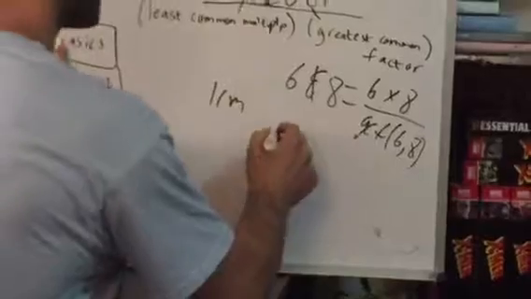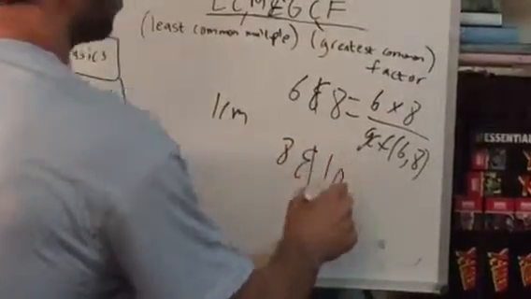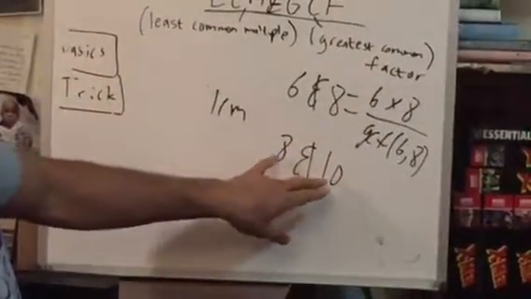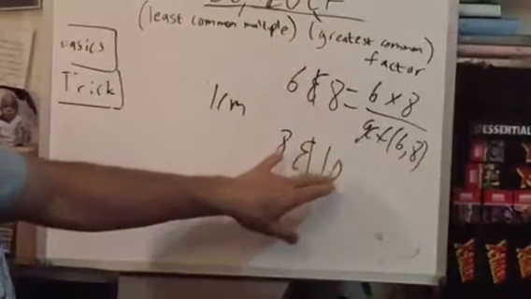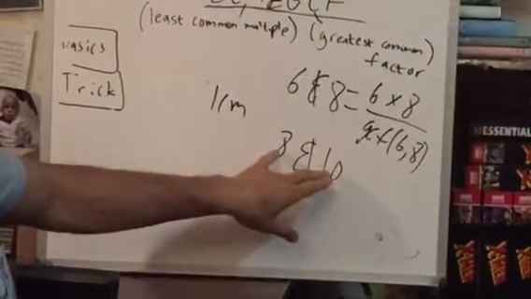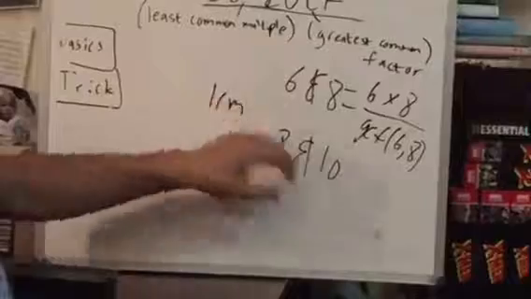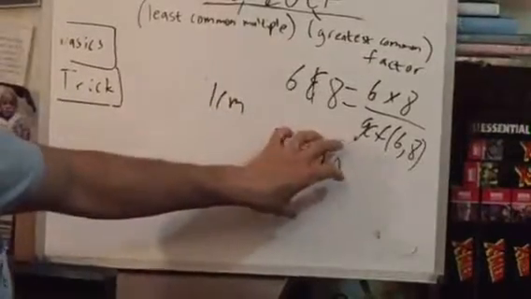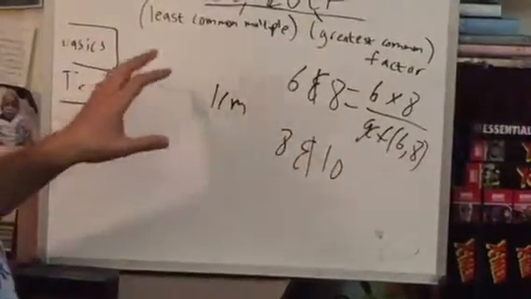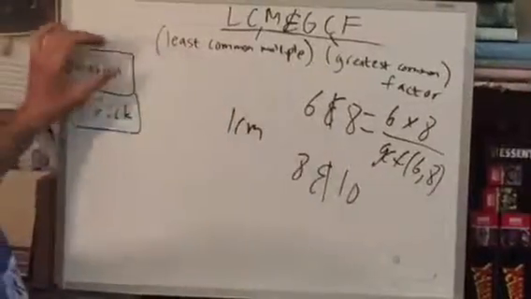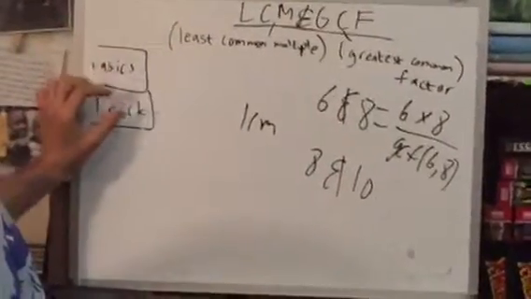So let's say you want to try this on 8 and 10. If you multiply them, you get 80. Their greatest common factor is 2. So 80 over 2 is 40. So the LCM of these numbers would be 40. So that's the trick. I think for most of your needs, you're going to just stick with the basics, but you should be aware of this trick.